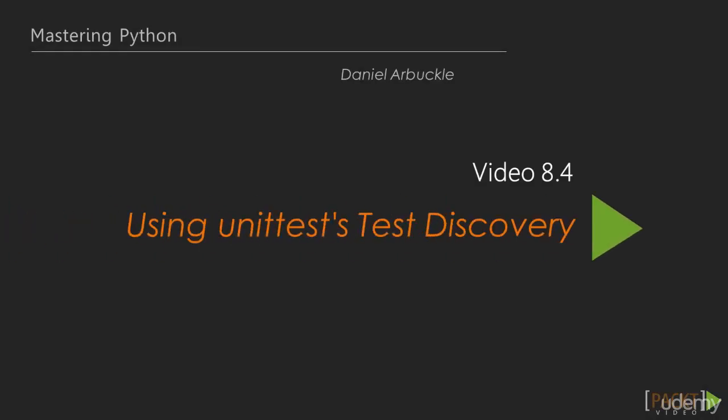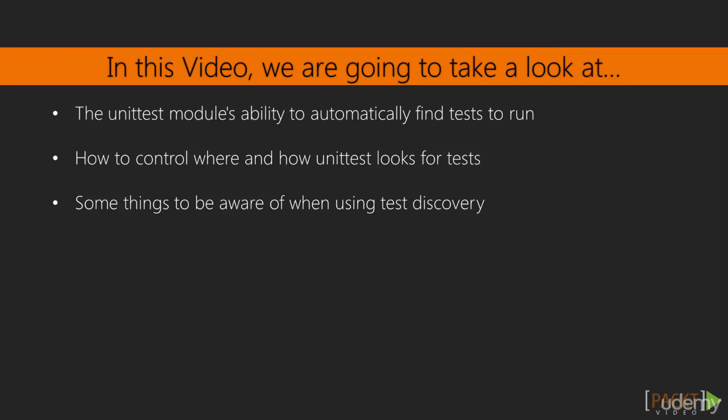8.4 using unittest's test discovery functionality. We're going to look at unittest's ability to find tests to run automatically rather than being told which ones to run. We're going to see how to control that search, and we're going to look at a few things to keep in mind when we're using this capability.